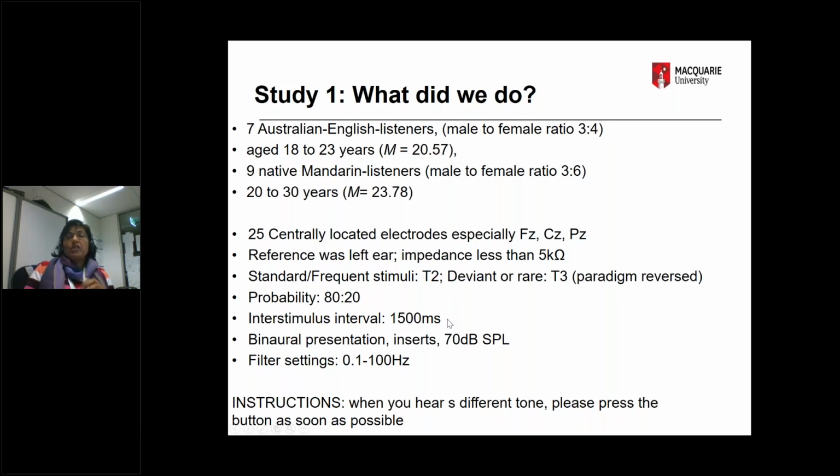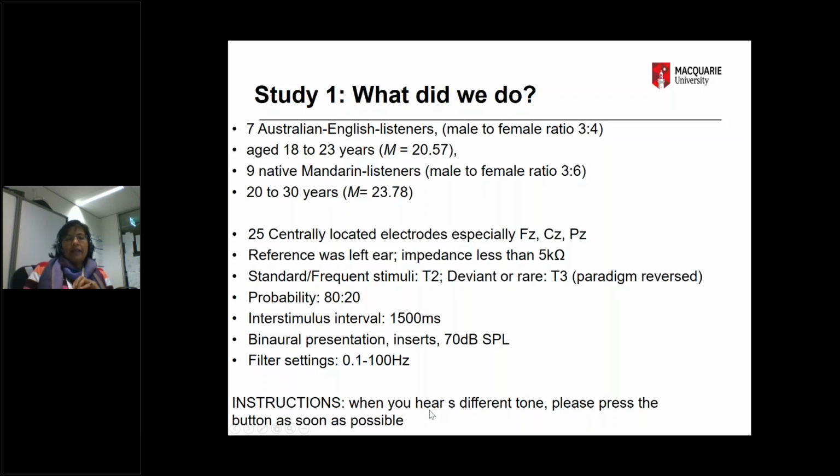My stimulus was 350 millisecond long. Actually, they were longer than that, which is why we've taken 1500. We presented binaurally, and this is the filter setting often used for cortical auditory evoked potentials. The most important thing was the instructions. And there's a letter missing there. When you hear a different tone, please press the button as soon as possible. This is an important thing for you to note.